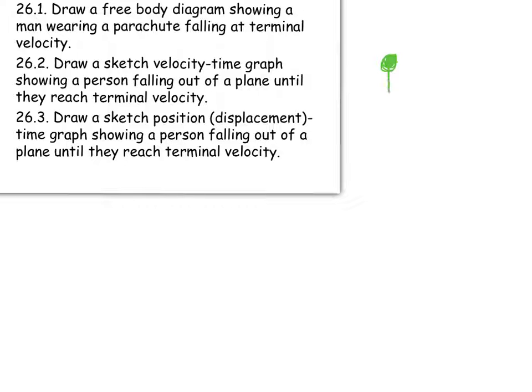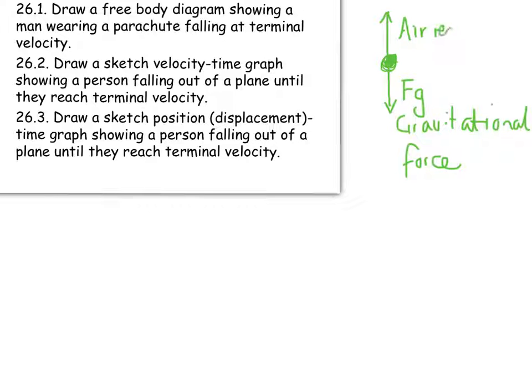You're then going to know that he has a gravitational force, so he's obviously being attracted to the earth, and that is Fg. That's not sufficient. You're going to have to actually write the word gravitational force. And then since he's got a parachute, he's obviously experiencing some air resistance. That air resistance will work against his motion.